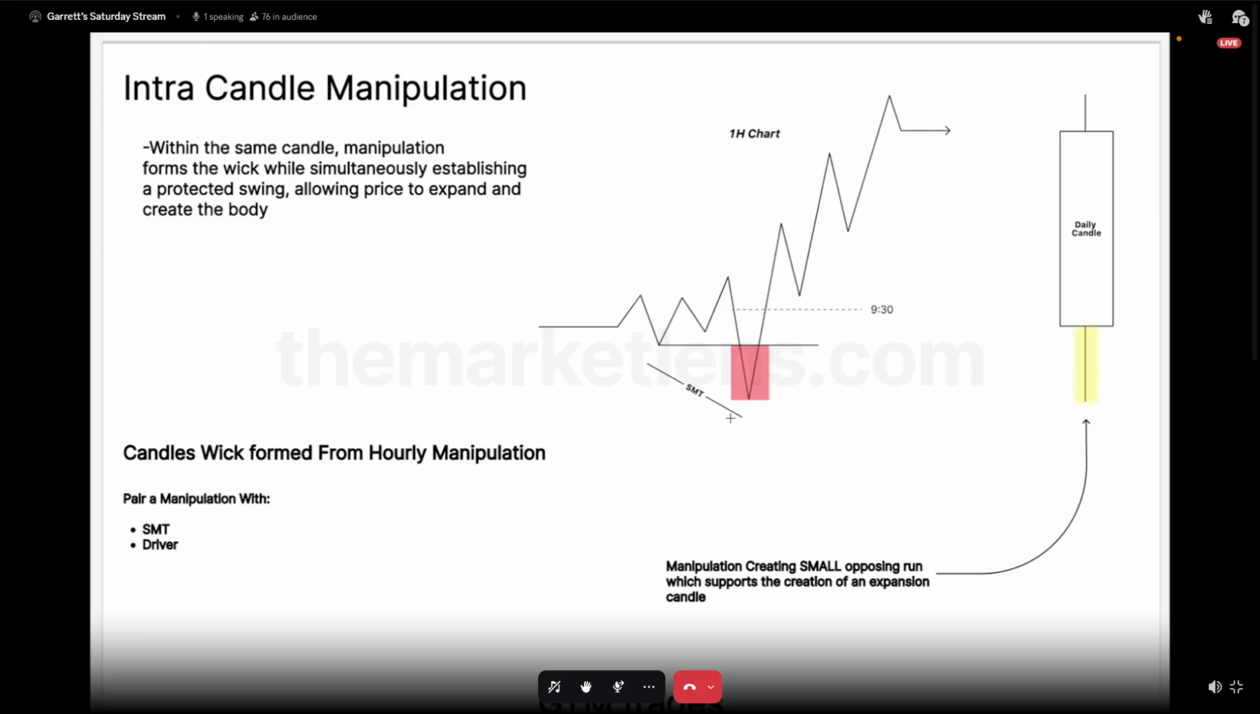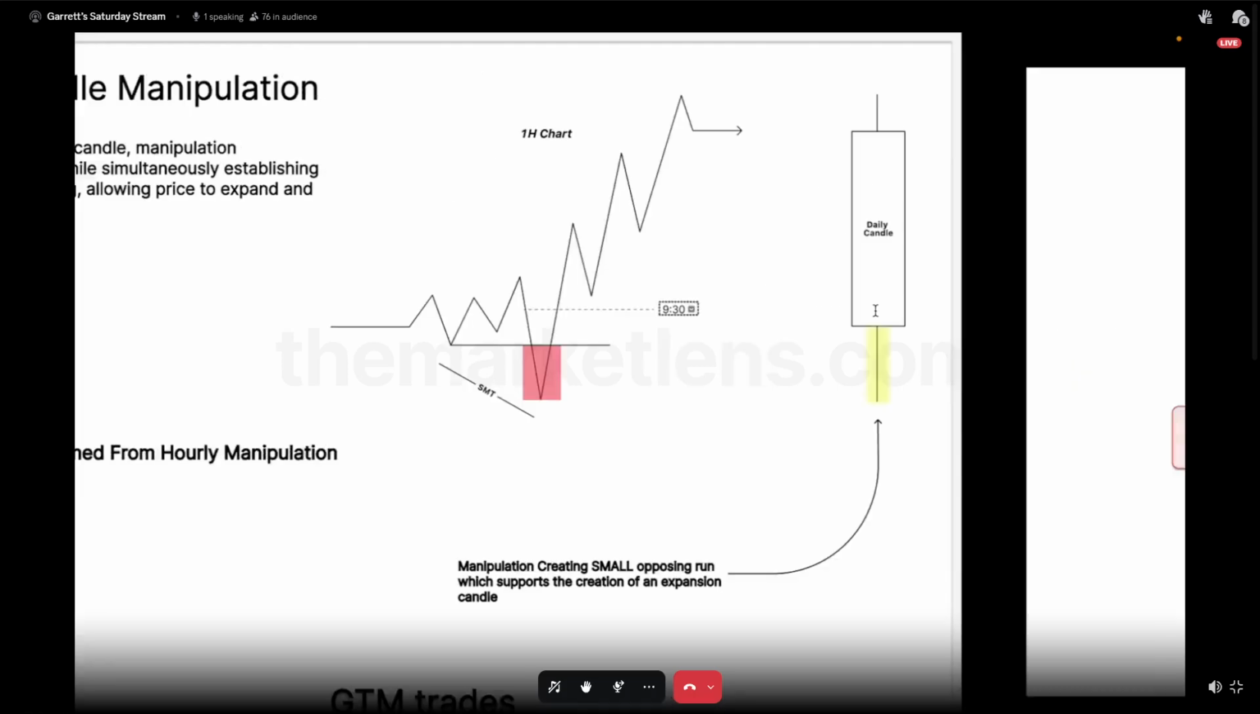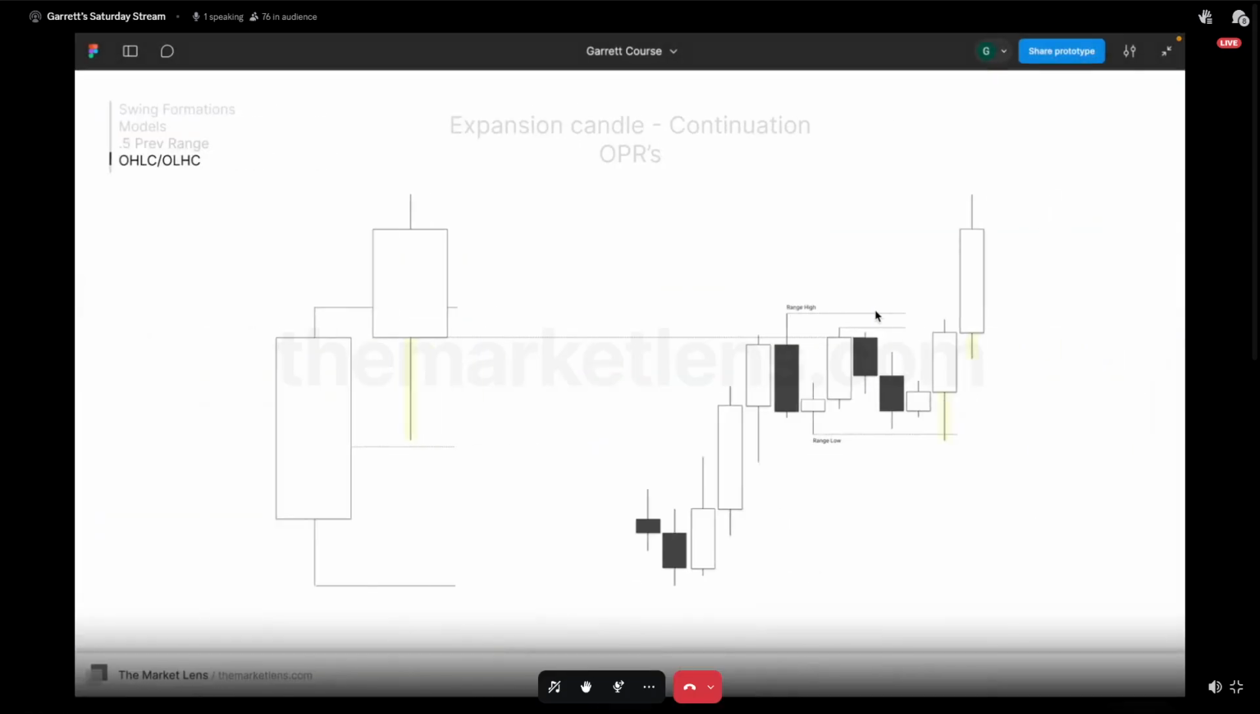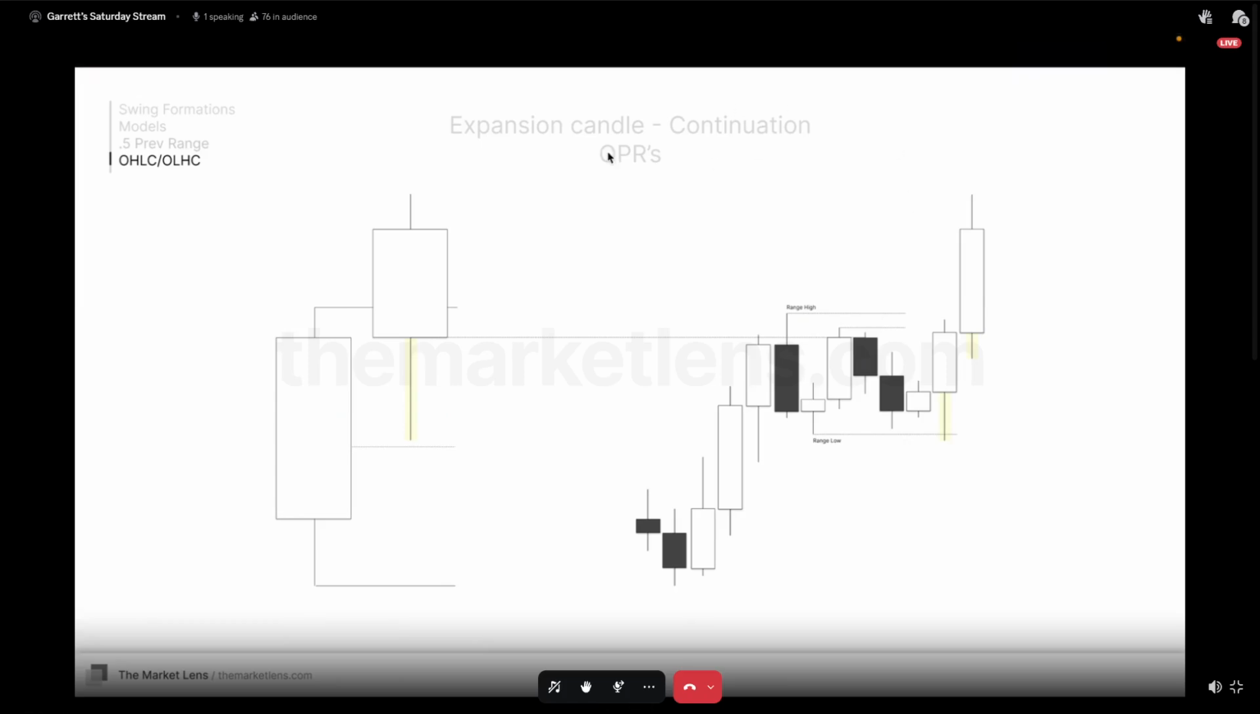And then we are obviously pairing a manipulation with an SMT, because SMT is a filter for stop raids or manipulation. That's what actually is a high probable manipulation. And we can pair that with a driver as well. I'm getting a little bit off topic here, but I just wanted to add that in. So yeah, this is a continuation with this model.